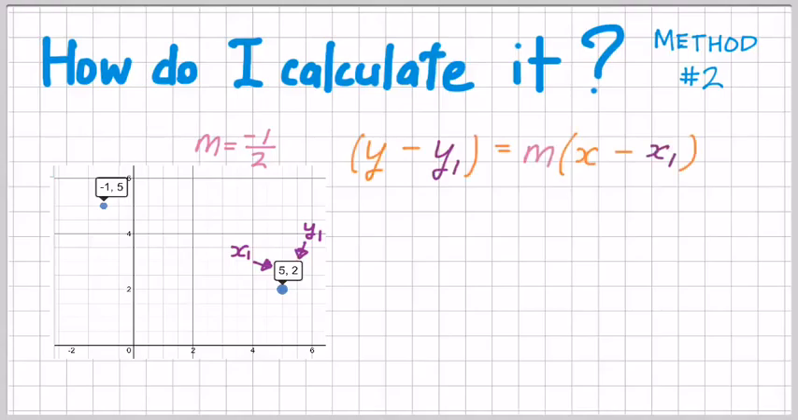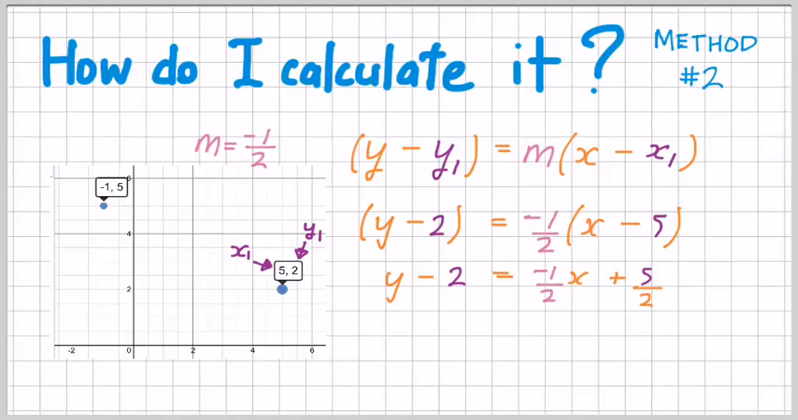So this equation is a slight modification of the equation we saw before, but essentially we're going to get the same result. So there's your setup. I'm going to substitute x1 is 5 and y1 is 2. And the gradient is negative 1 over 2. Please be careful of your negatives here if your coordinates are negative.